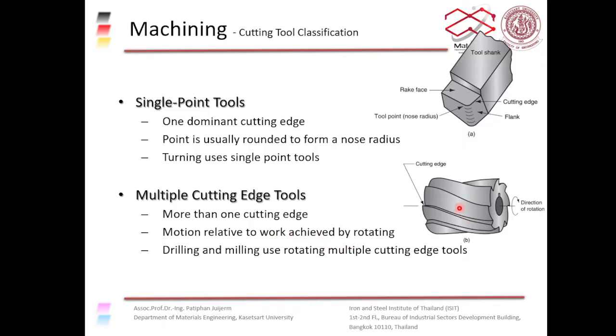Because it has multiple cutting edges, if the tool doesn't rotate, then you are using just one cutting edge. So that's why for the multiple cutting edge tools, the tool has to be rotating, so it can alternate between different cutting edges. And these are used in drilling and milling processes.